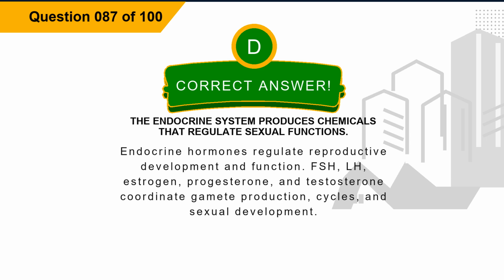Explanation. Endocrine hormones regulate reproductive development and function. FSH, LH, estrogen, progesterone, and testosterone coordinate gamete production, cycles, and sexual development.